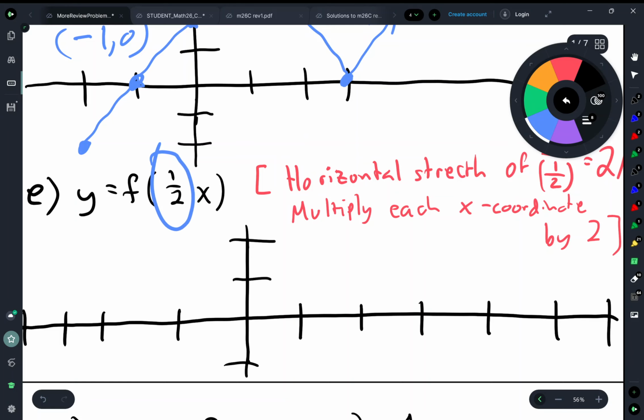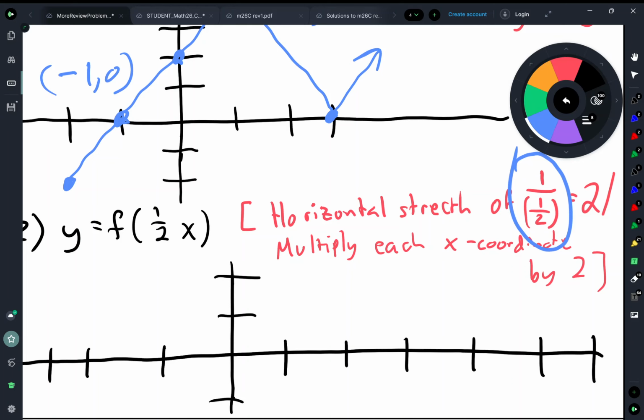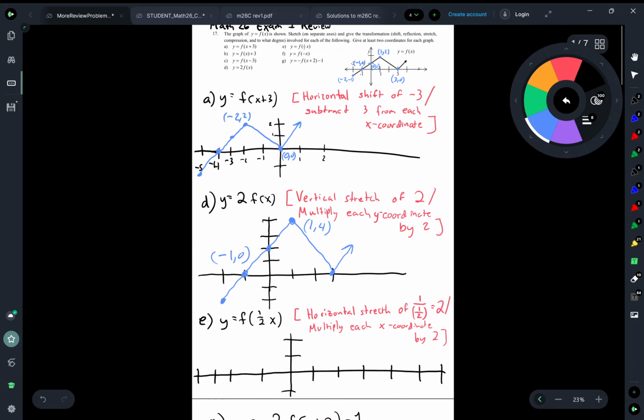And so we're going to go back to our original graph. We're not going to multiply each x-coordinate by 1/2. We're going to multiply it by the reciprocal of 1/2. And the reciprocal of 1/2, 1 divided by 1/2 equals 2. So in other words, we're going to stretch it by a factor of 2 horizontally. Of course, whenever we do something horizontal that's going to affect the x-coordinates, we're going to multiply each x-coordinate by 2 from the original graph.